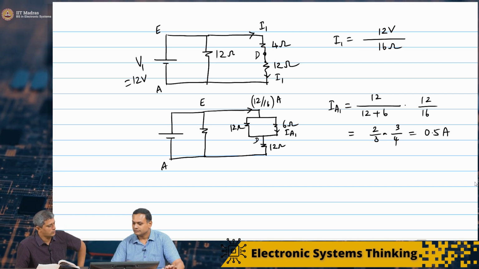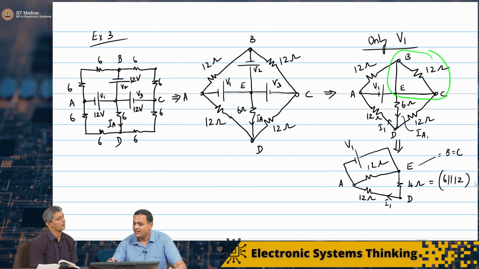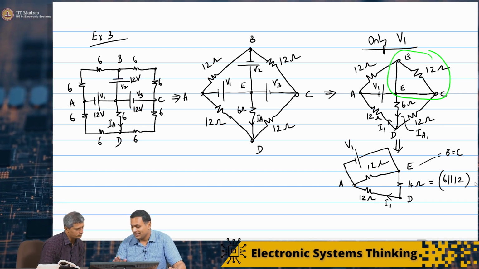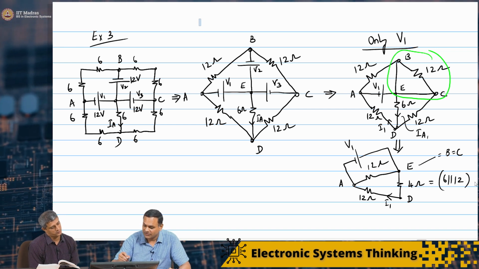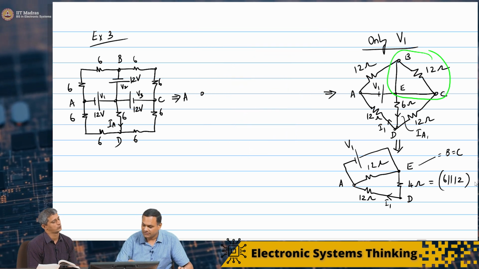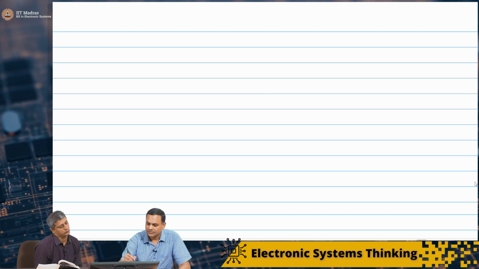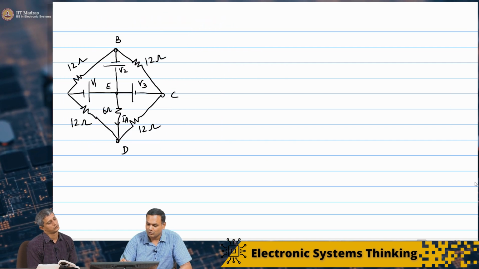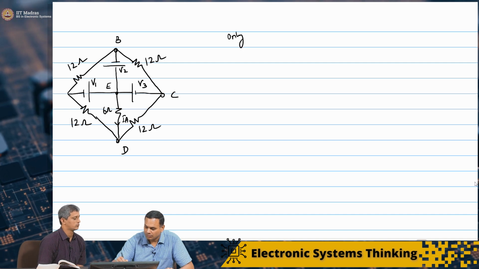Great, so we got one of the currents. Now what do we do for the rest? So, now we did only the V1 case. We need to do only V2, right? So, let us redraw this for only V2. What I am going to do is make a copy of this so that we have a starting point. So, this is our starting point now, and we want to do only V2.